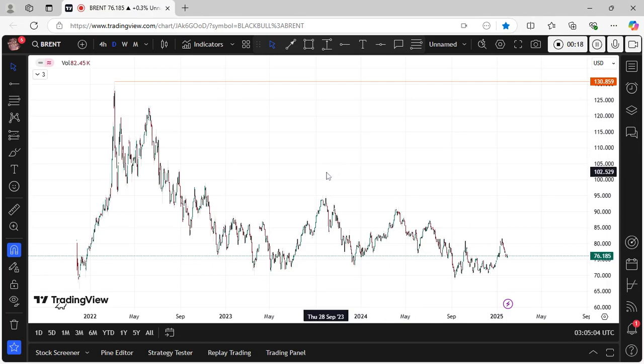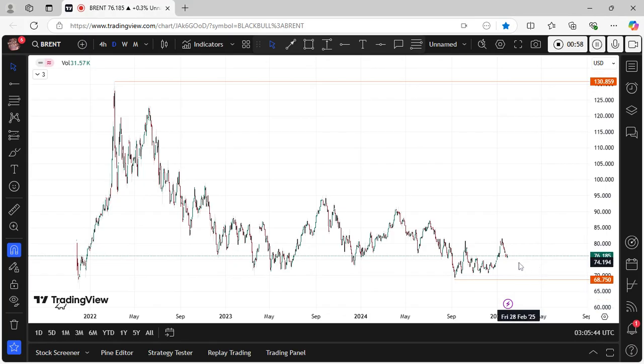So diving straight into what is before us, Brent Crude. As you can see here, Brent Crude came down from a high of about $130 to a low of about $68. So I'm going to pull my horizontal line feature, and let's say it came from a high of $130 to a low of $68.